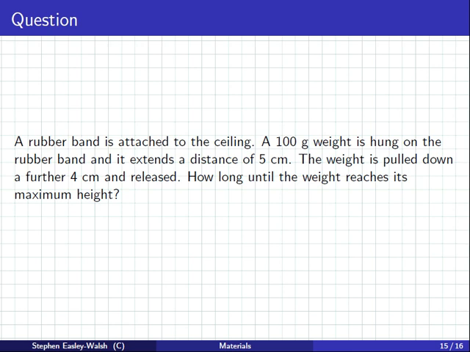A rubber band is attached to the ceiling. A 100-gram weight is hung on the rubber band and it extends 5 centimetres. So far, this is like the example we did earlier with the 2 kilograms. The weight is pulled down 4 centimetres and released. How long until the weight reaches its maximum height? So you have your rubber band, and you put a weight on it, and the weight causes it to go down 5 centimetres. What can you calculate knowing this? The K. And then someone pulls it down and releases it, and it starts going up and down. I want to know the time to go from the bottom to the top. You have to halve your T.